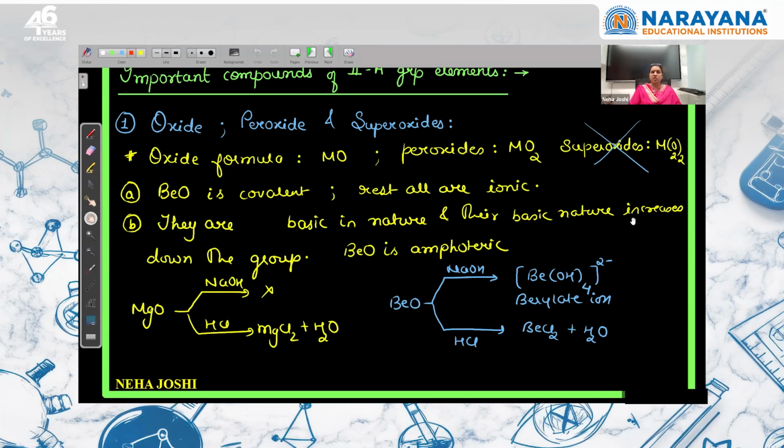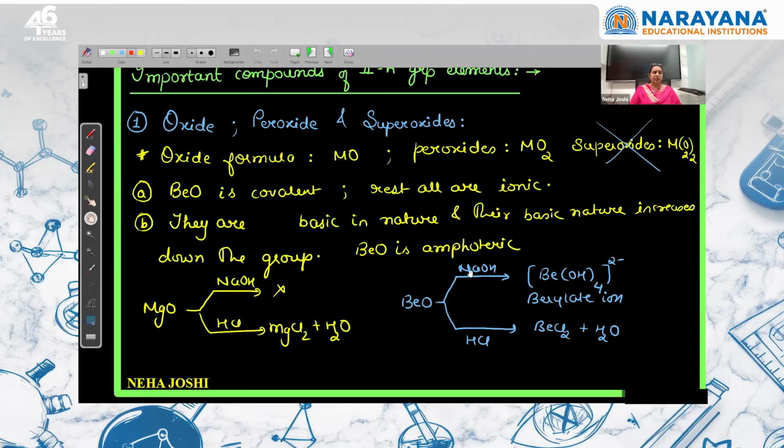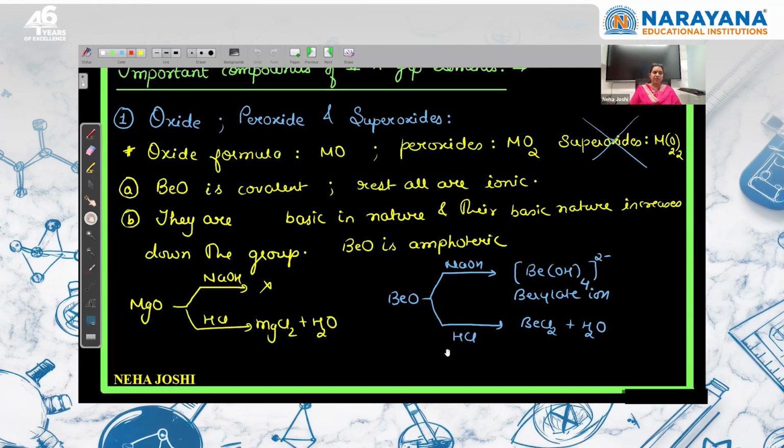They are basic in nature and their basic nature increases down the group, except beryllium, which is amphoteric. We have already discussed it so many times that beryllium will behave amphoteric, forming beryllate. [Be(OH)4]2- is what you need to remember.